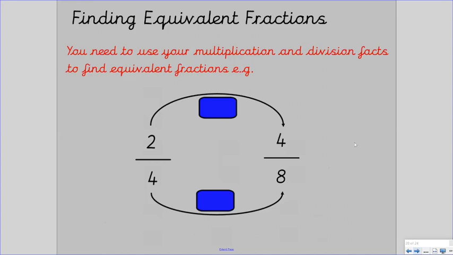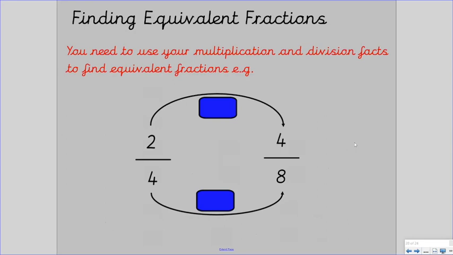So let's have a look now at how you can find equivalent fractions. So rather than just matching them, we're now going to have a look at finding our own equivalent fractions. Now, you need to be really secure with your multiplication and your division facts for finding equivalent fractions. So all those times your teachers have nagged at you about learning your times tables, this is where it comes in handy. And it's not just knowing your times tables, but it's knowing those division facts as well.